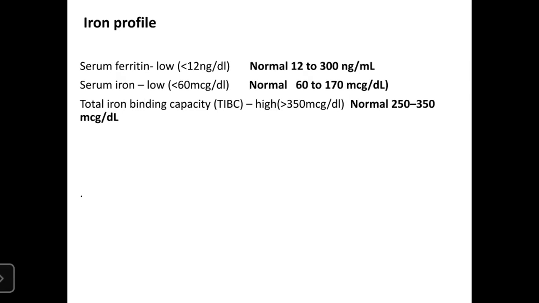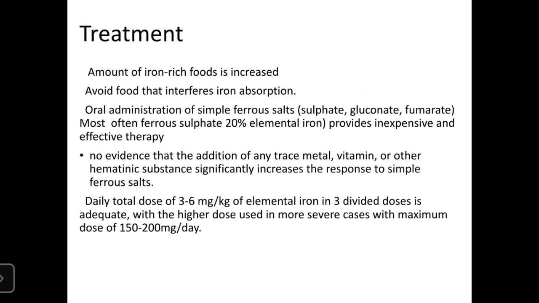So in case of iron deficiency anemia, the TIBC is high, while serum ferritin, serum iron, and transferrin saturation are low. Now coming to treatment: the amount of iron-rich food is increased, and food that interferes with iron absorption is avoided. Oral administration of simple ferrous sulfate, gluconate, or fumarate. Most often we have syrups of ferrous sulfate. It provides inexpensive and effective therapy.